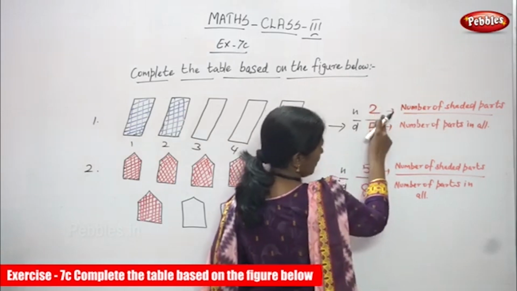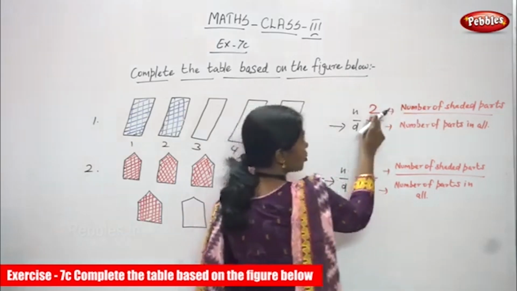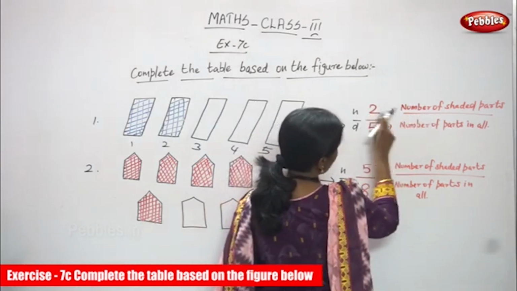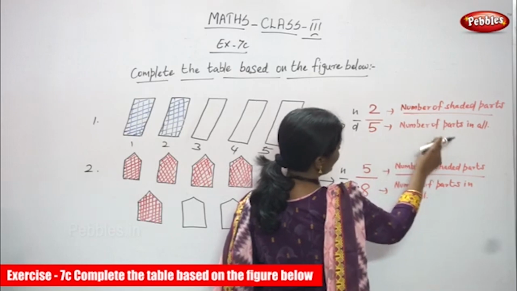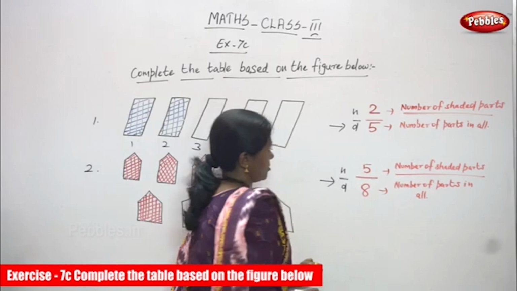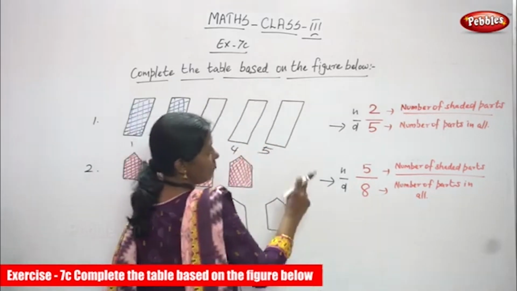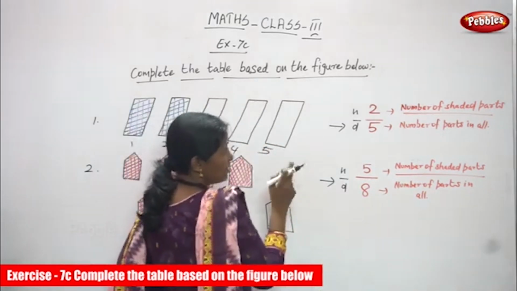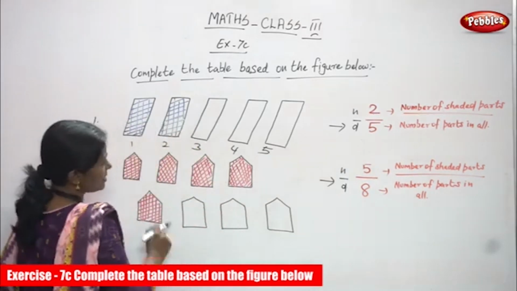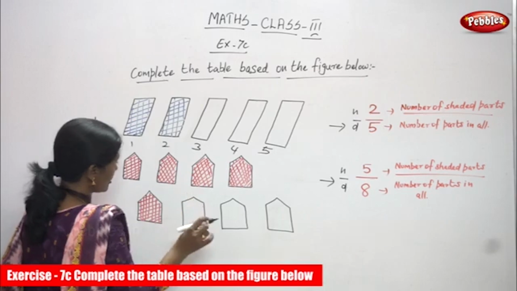2 is the top number and 5 is the bottom number. 2 is the numerator and 5 is the denominator. So the number of shaded parts is 2 and the number of parts in all, that is the total number of parts, is 5. So 2 by 5. This is the fraction. 2 is the numerator and 5 is the denominator. 2 is the top number and 5 is the bottom number.